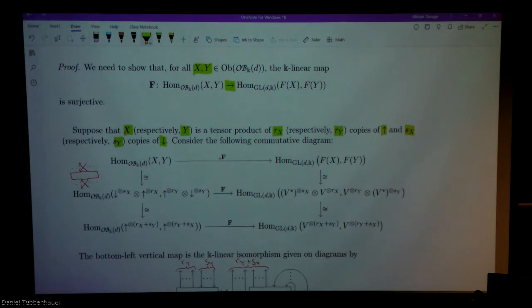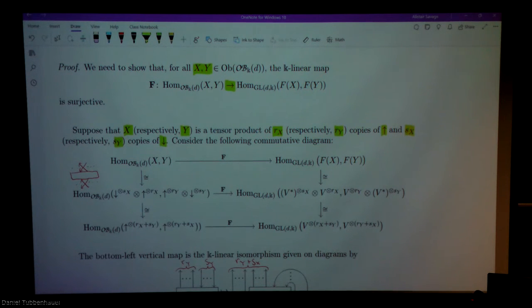Okay, so now this is the thing we want to show is full, this functor here. The idea is we're going to have this commutative diagram and reduce it to showing that this thing at the bottom is surjective. And that will follow from Schur-Weyl duality. So how do we get this commutative diagram and turn the statement that the top one is surjective into the equivalent statement that the bottom one is surjective? Well, we do this in two pieces.